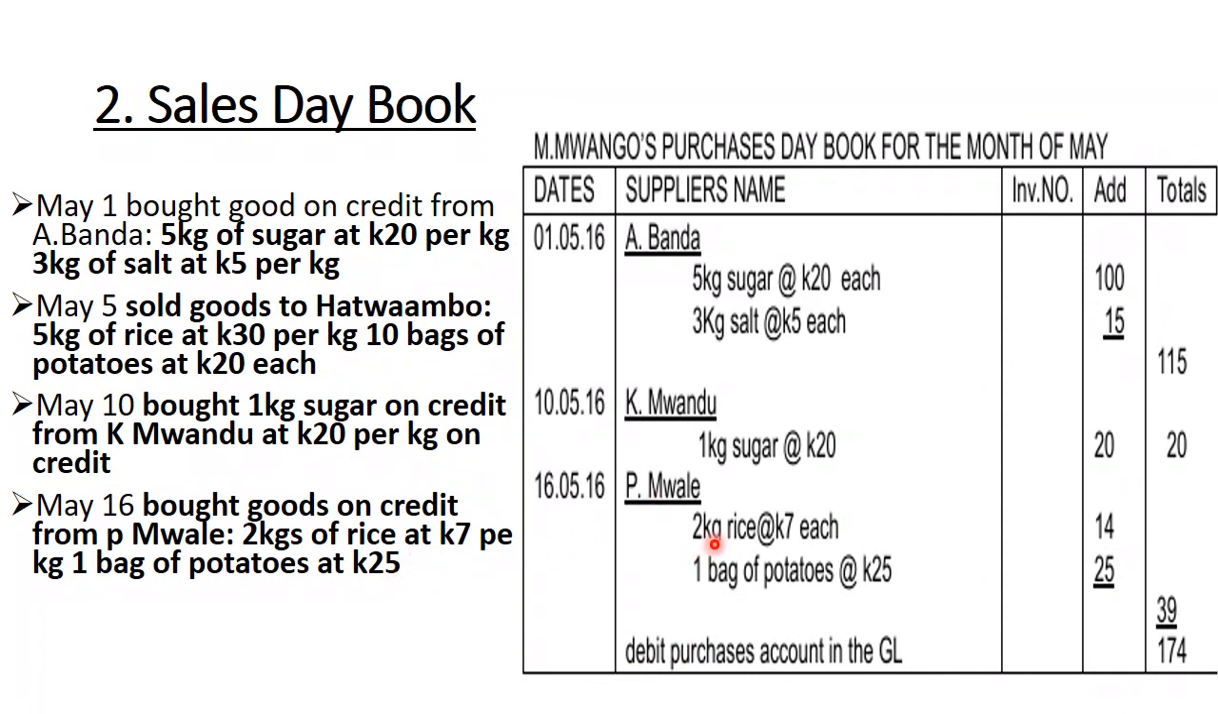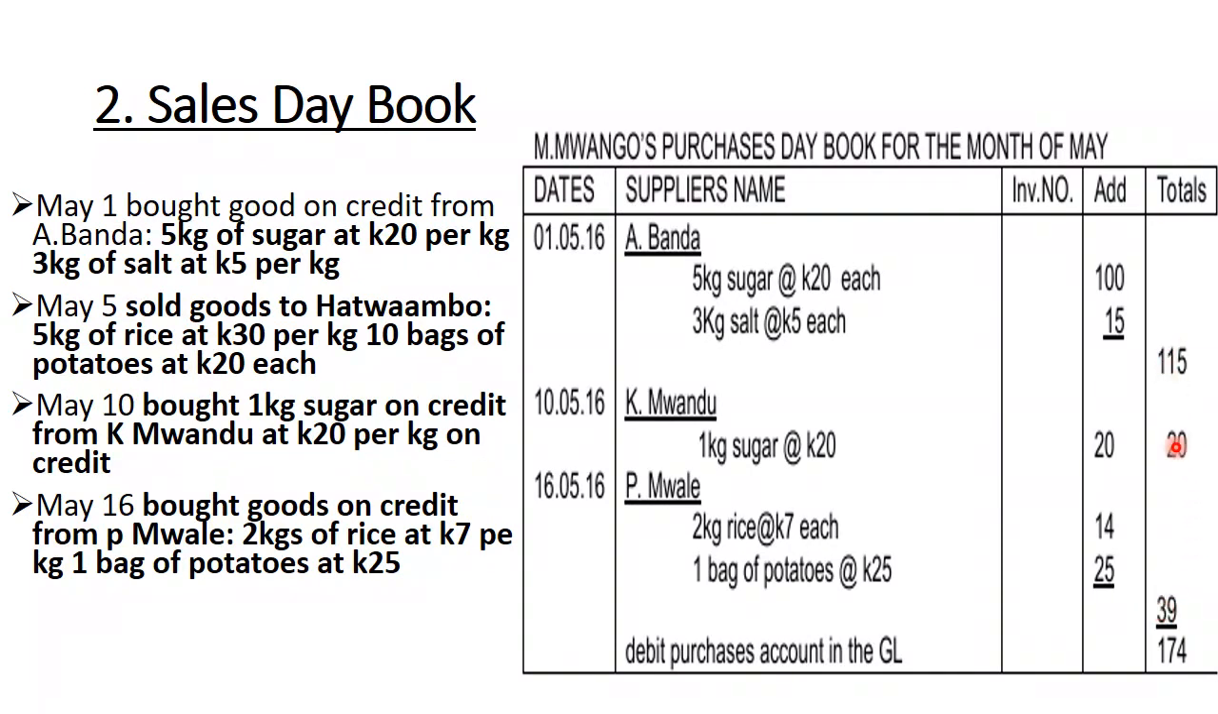Okay, so PMWARE: 2 kg of rice at 7 kwacha and 1 bag of potato at 25 kwacha. So the total: 2 times 7 is 14, 1 times 25 is 25, 14 plus 25 is 89. So this is everything from PMWARE. So this is the figure that is going to be recorded in the account of PMWARE in the ledger.